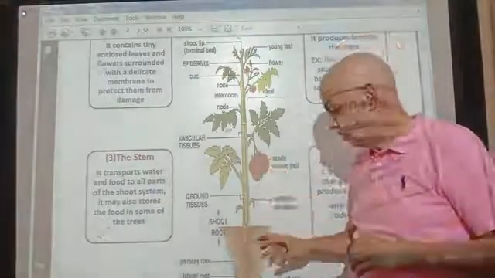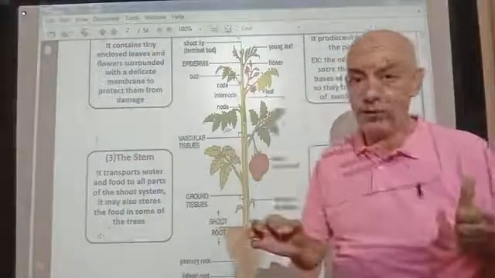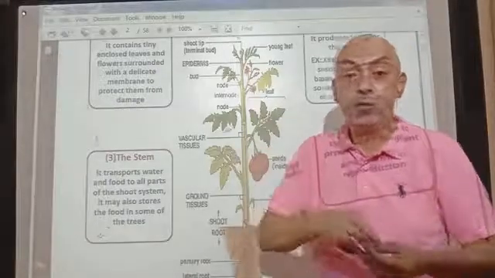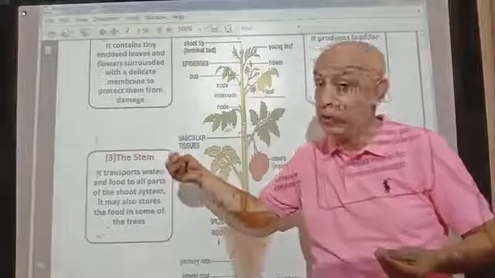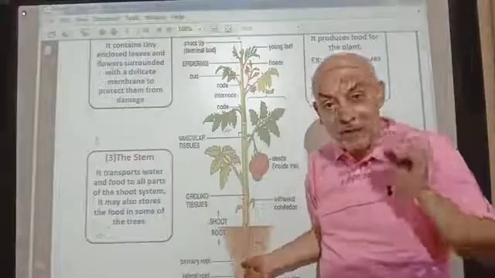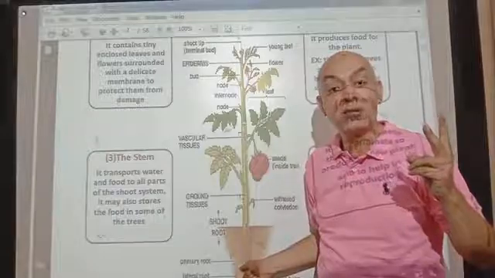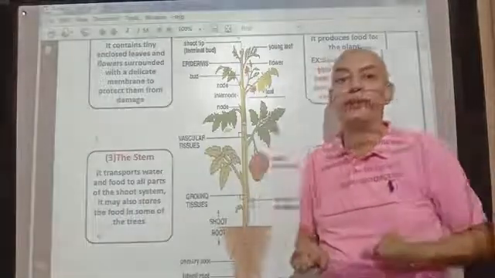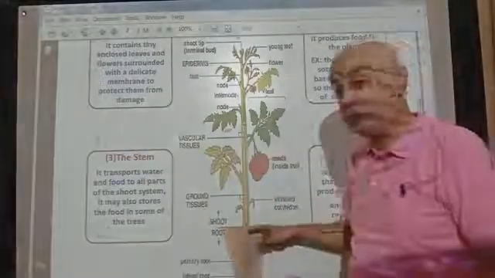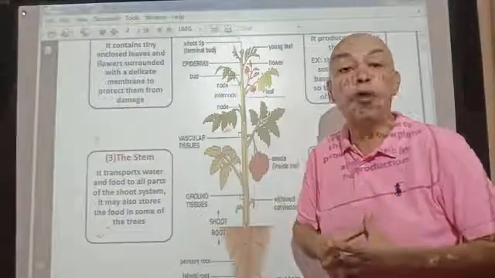Each organ, each part on the plant body has its own function. For example, the root system is responsible to, number 1, fix the plant in the soil, so that it will not be pulled away by a strong wind. Number 2, the root system is responsible to take in water and minerals, to absorb water and minerals from the soil, then transports water and minerals to the stem to distribute it to all parts of the plant.